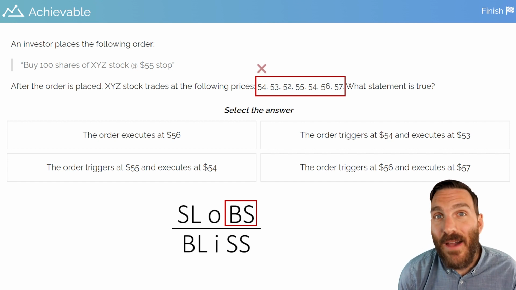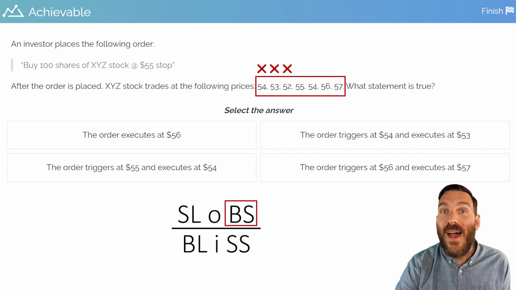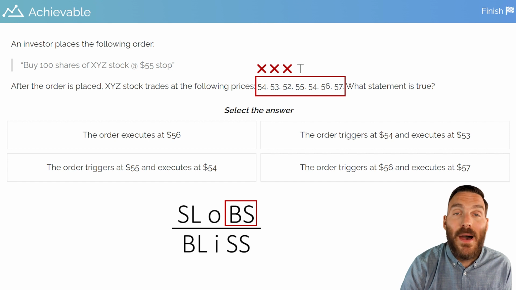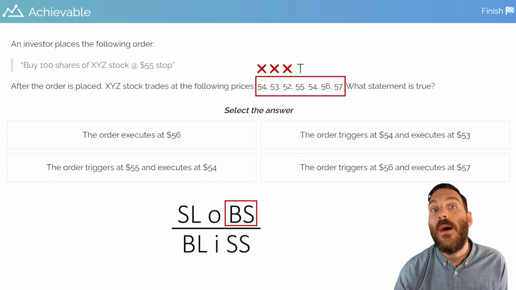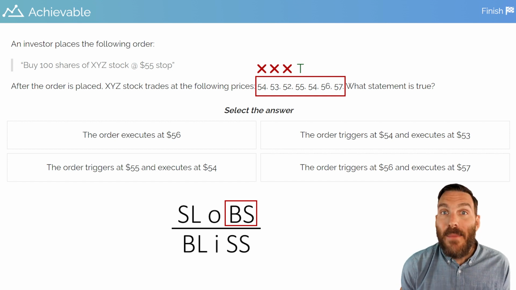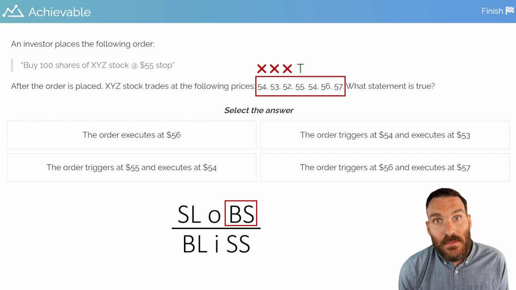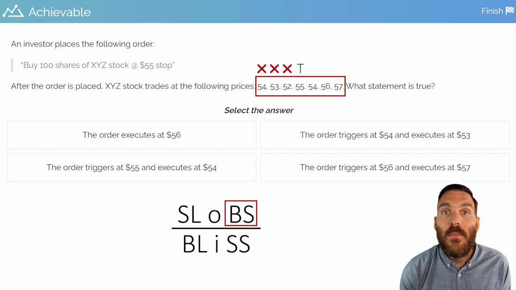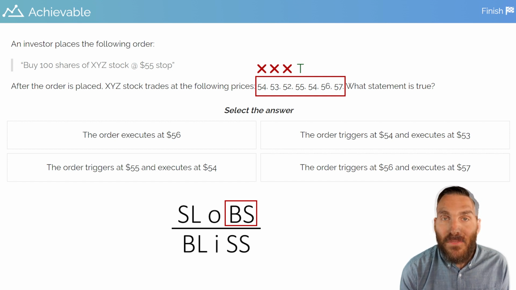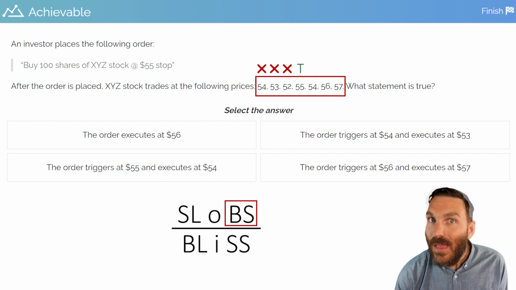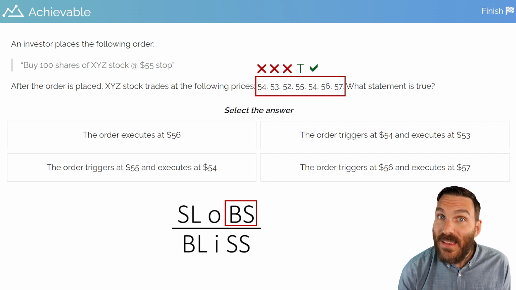54, that is not 55 or above. Neither is 53, neither is 52, but 55 is 55 or above. Doesn't have to be above 55, just has to be at the price specified or above. Keyword there being or. With that being said, the order will trigger at 55. Now it doesn't execute here, doesn't go through immediately. We always have to remember there's a two-step process with stop orders. So first it triggers at 55 and then it becomes a market order and goes through at the next available price. Now the next available price is 54.